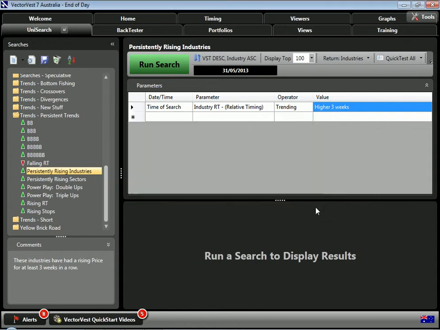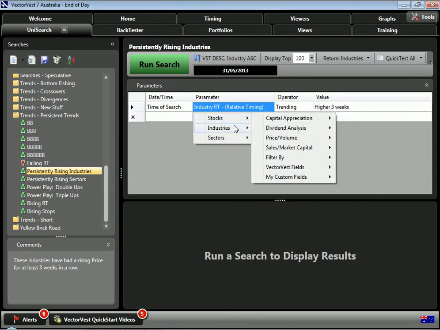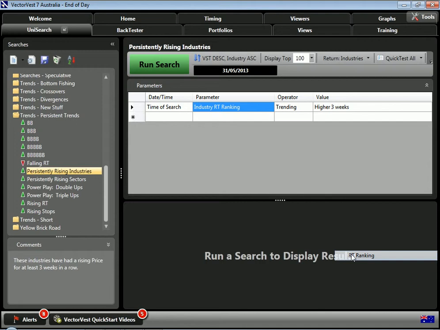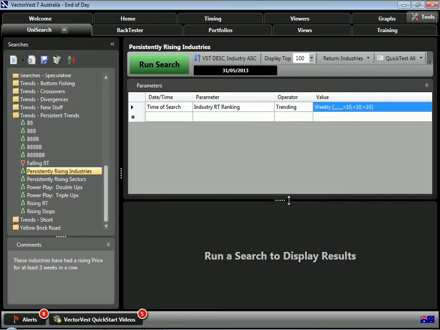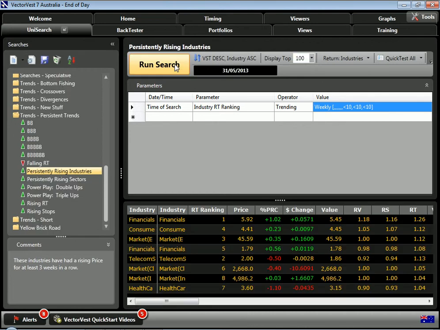Or using our newfound tool, what if we use the industry's RT rank, and we want an industry that's been in the top 10 for the last 3 weeks. So remember, I would use a less than 10 for each week, because the ranks 9, 8, 7, 6, 5, 4, 3, 2, 1 are all lower numbers than 10. And just for grins, let's run that search and see if that's what we found. Here's our list, and that looks pretty close to what we saw in the industry viewer.